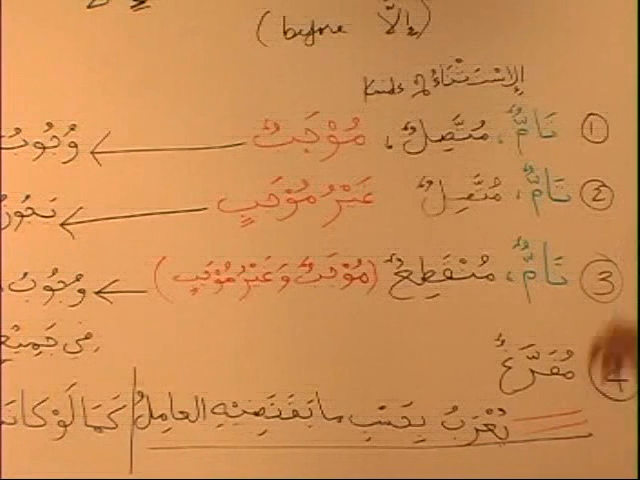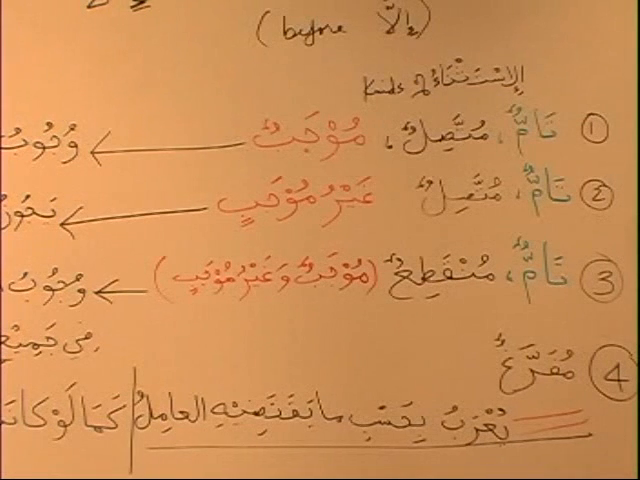Now, number two. Tamm: it has mustathna minhu and mustathna in it. And it is muttasil, they agree with each other. But the sentence has negation. The sentence is ghayr mujab. Now what shall we do? What kind of i'rab does mustathna deserve now? How many choices do you have? Two choices. Remember, two choices.